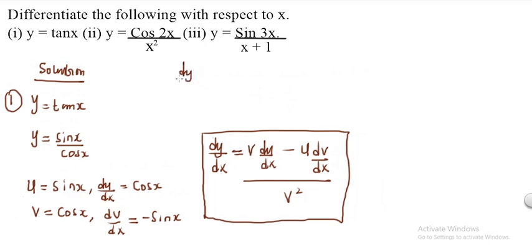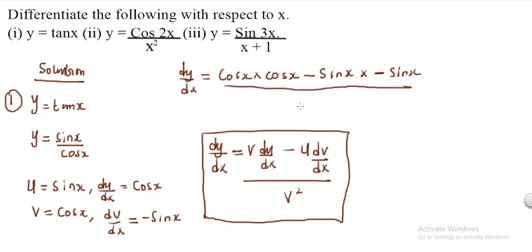So dy dx of this function here is equal to v, which is cos x, times du dx. du dx is also cos x, so times cos x, minus, we have u is sin x. So this is sin x times dv dx, which is minus sin x, so we have minus sin x, and then we have divided by a denominator of v squared. Now v is cos x, so we say cos x, and then we square everything.